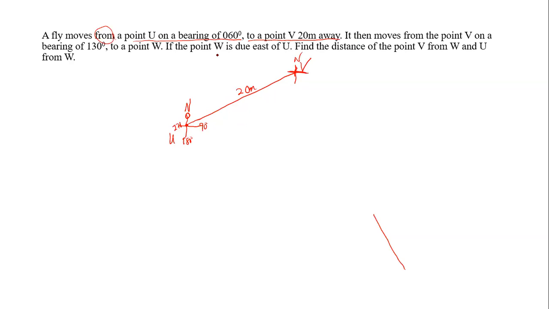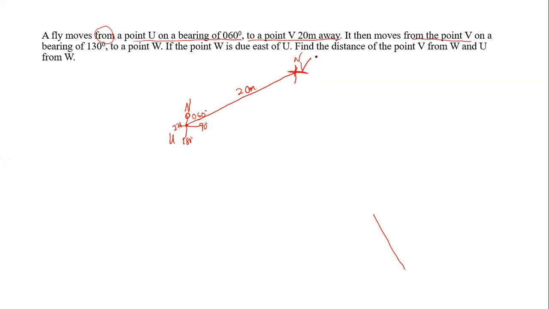Then they said, so we are through with the first statement. A fly moves from a point U, on a bearing of 060 degrees. This is 060. It is actually 60, but they want to write it in 3 figures. So to a point V 20 meters away, we are through with that. Let's move to the next one. It then moves from the point V on a bearing of 130 degrees to a point W.